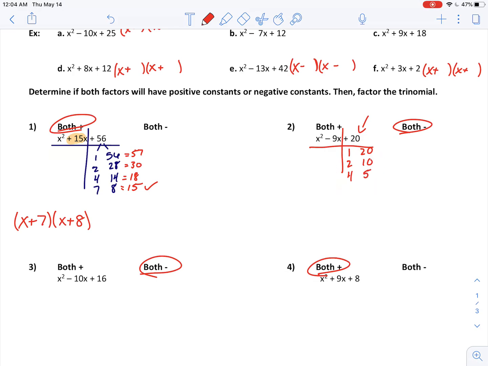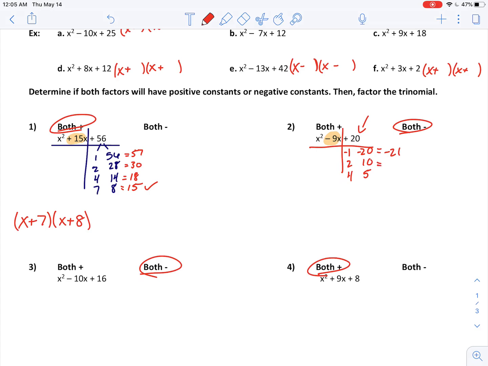and then out of these pairs, I want to know which pair combines to a negative 9x. So these have got to combine to a negative 9x. So negative 1 and negative 20 would get me negative 21. And if I tried to switch this around, if I had a positive 1 and a negative 20, that wouldn't work. That would be a negative 19. Or 20 minus 1 would be positive 19. Excuse me. So those wouldn't work.